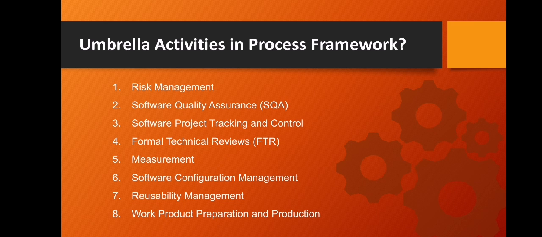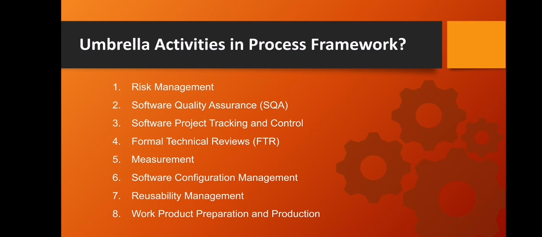Second is software quality assurance, or SQA. The SQA defines and conducts the activities required to ensure software quality. Third, we have software project tracking and control. This allows the software team to assess progress against the project plan and take any necessary action to maintain the schedule.